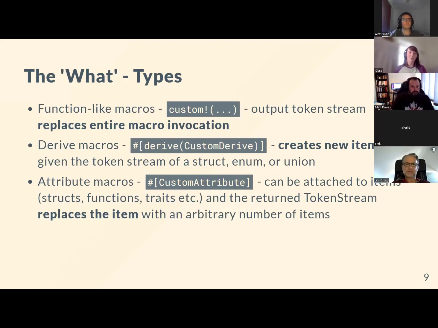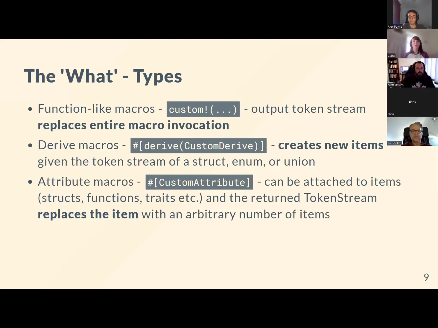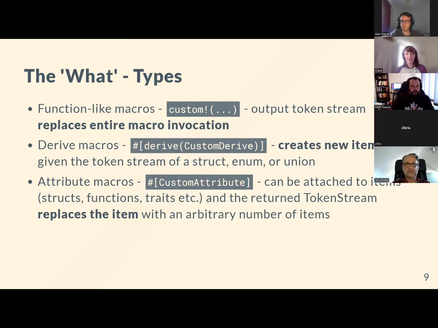So if you've used the Copy trait or the Clone trait, you probably haven't implemented it yourself, but a common way to do it would just be to use the derive macro for Clone or the derive macro for Copy, which will look at your struct, your enum, or your union, and implement that trait for you. And the way it does that is by using a procedural macro.